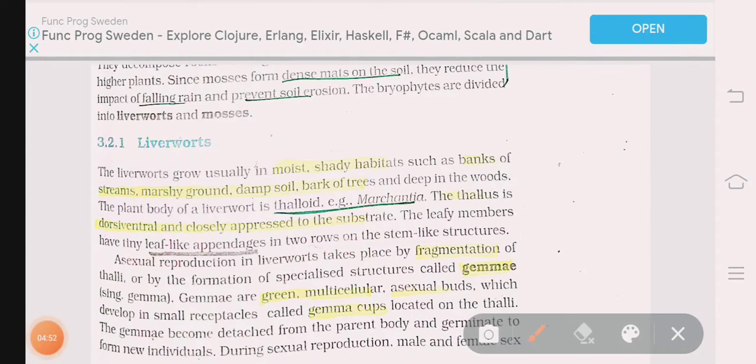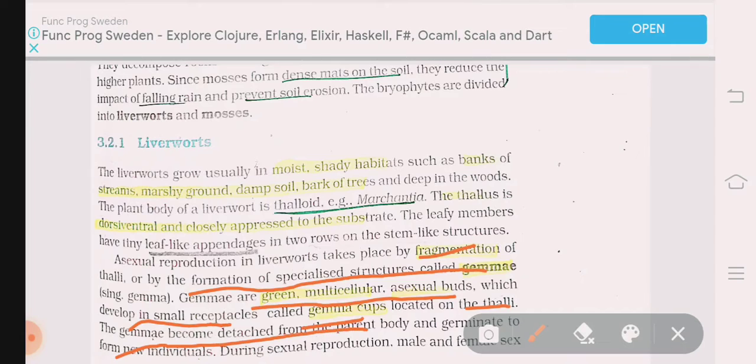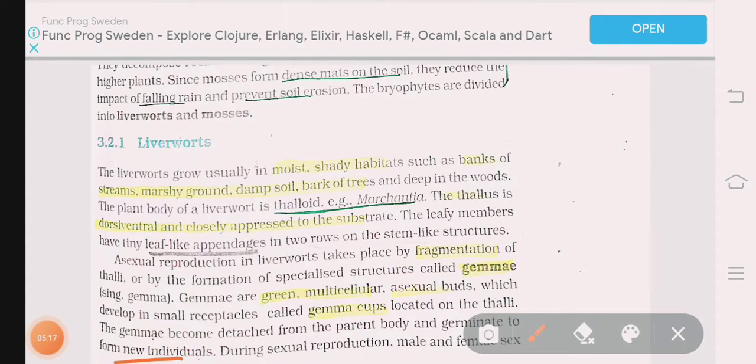Bryophytes lack true roots, stems and leaves. Asexual reproduction takes place by fragmentation, and by formation of gemmae, which are green multicellular asexual buds, and they develop in small receptacles called gemma cups, which are located on the thalli. The gemma detaches from the parent body and germinates to form a new individual.